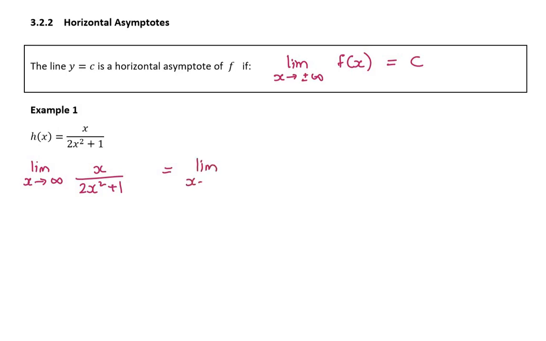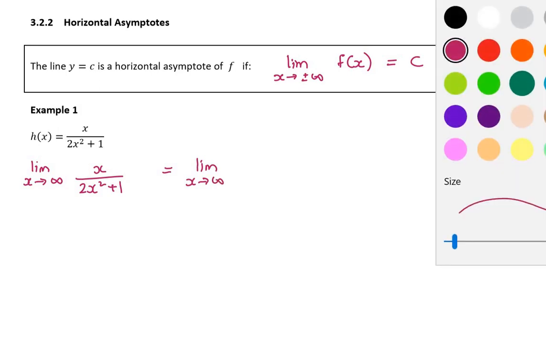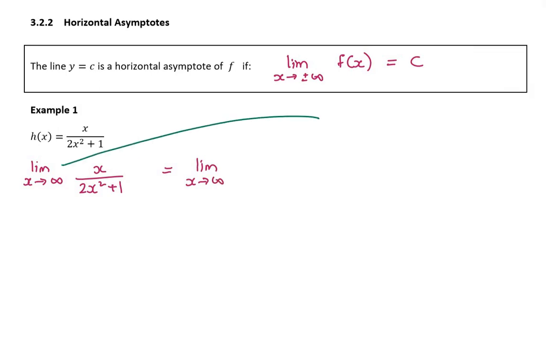Now again, I think we might be a bit rusty on this. I don't know if you remember, but whenever you're taking the limit as x tends to infinity, you divide by the highest power of x. So you divide the top and bottom by the highest power of x. Now, why am I allowed to do that?